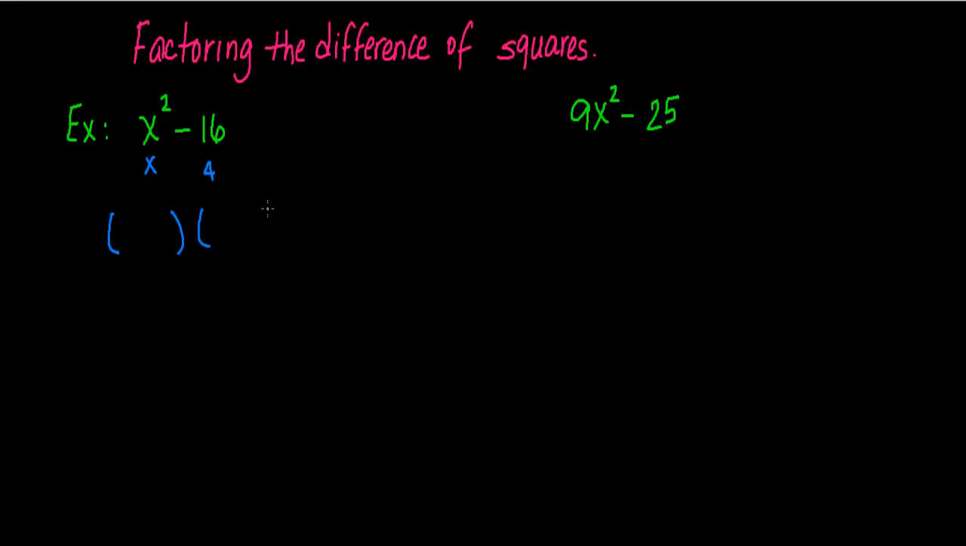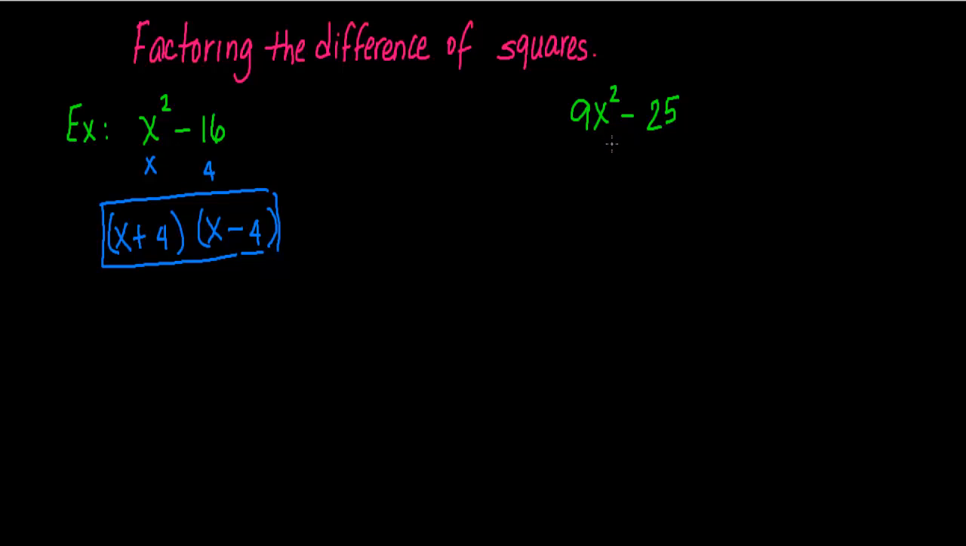The setup is you have two parentheses. That first value that you took the square root of goes here and here. That second value goes here and here. And in between, one of them will be a plus, the other one will be a minus. This would be your answer. You can do FOIL or the distributive property to check that you get back what you had originally. Let's look at a second example.